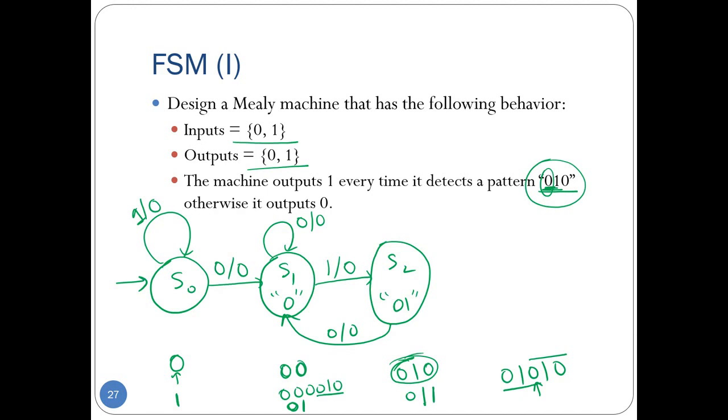As opposed to this, if we get a 1 here, we have already seen 0 1, and now if we get a 1, you see 0 1 1 is not a prefix of 0 1 0, the pattern that we are interested in. Also, this 1 cannot start a new pattern because the pattern starts from 0. So if we get a 1 here, we should go back to S0 and output a 0. Okay, so this is our finite state machine.